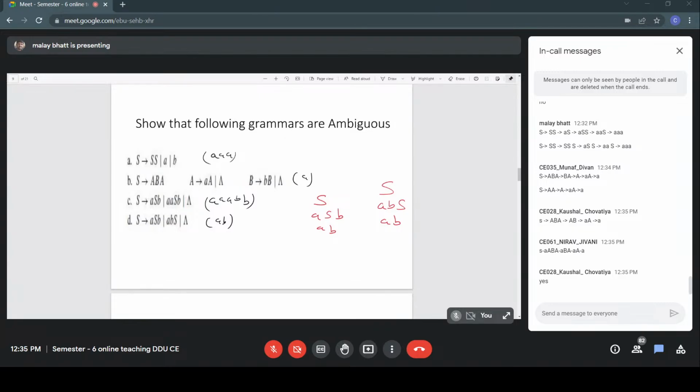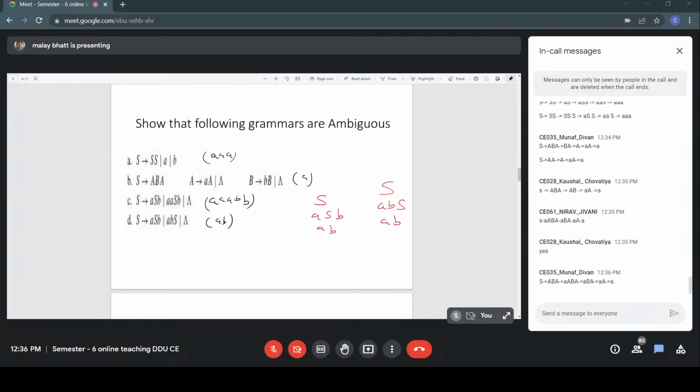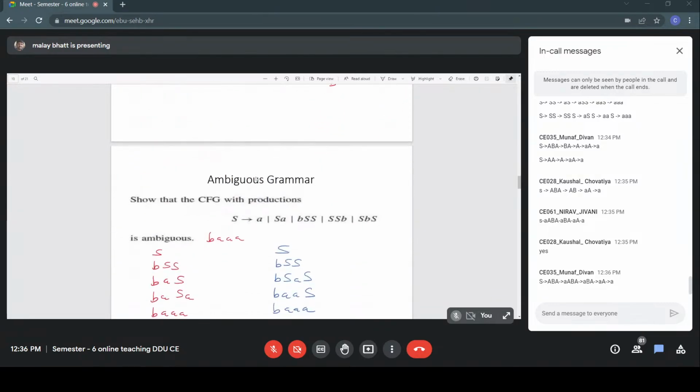So S gives AABA. So you are replacing the first A with small a, capital A. Then you will remove capital A, so you have A, B, A, right? Then you will have AA because you are removing B, and finally you remove A. So it is another alternative, another leftmost derivation. I think it is clear now. Similarly, you can try the other two grammars as well.